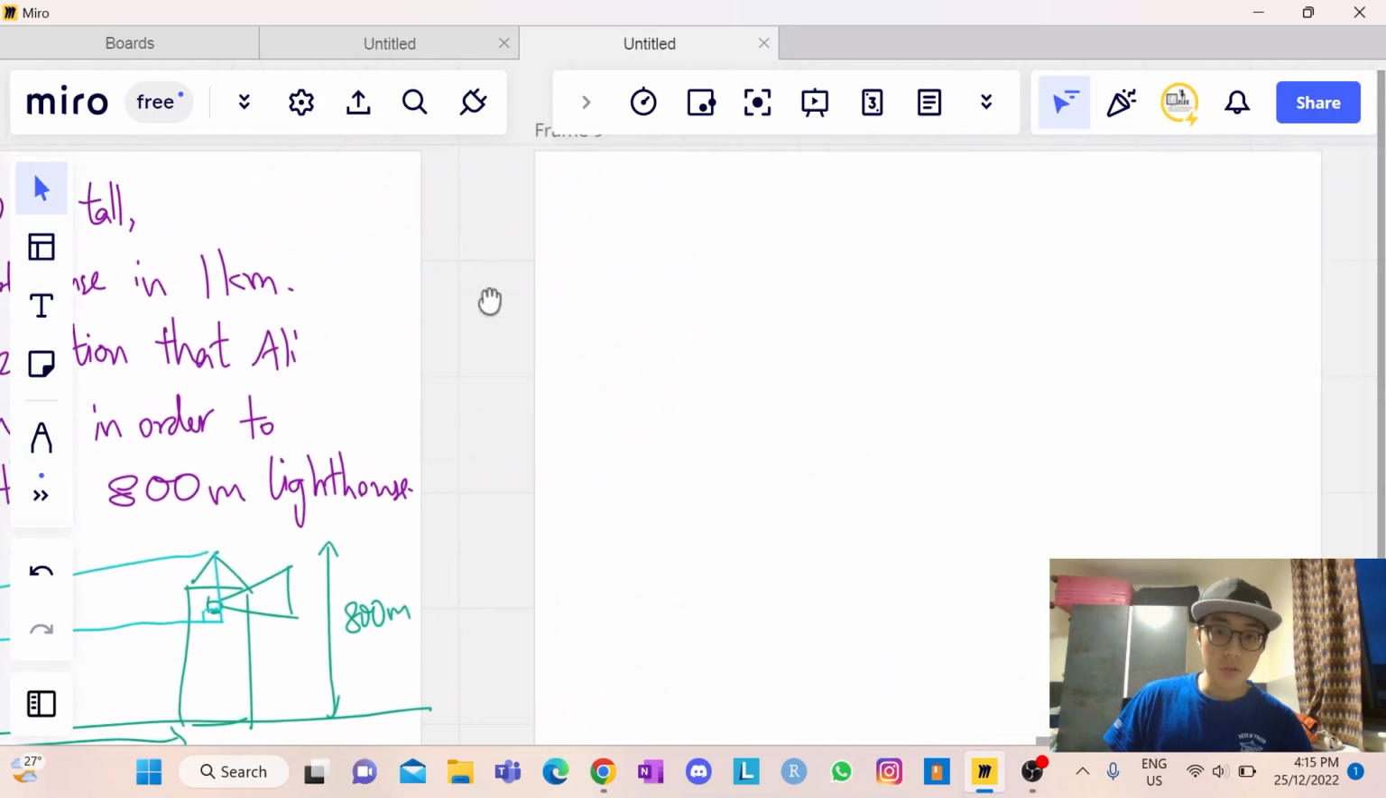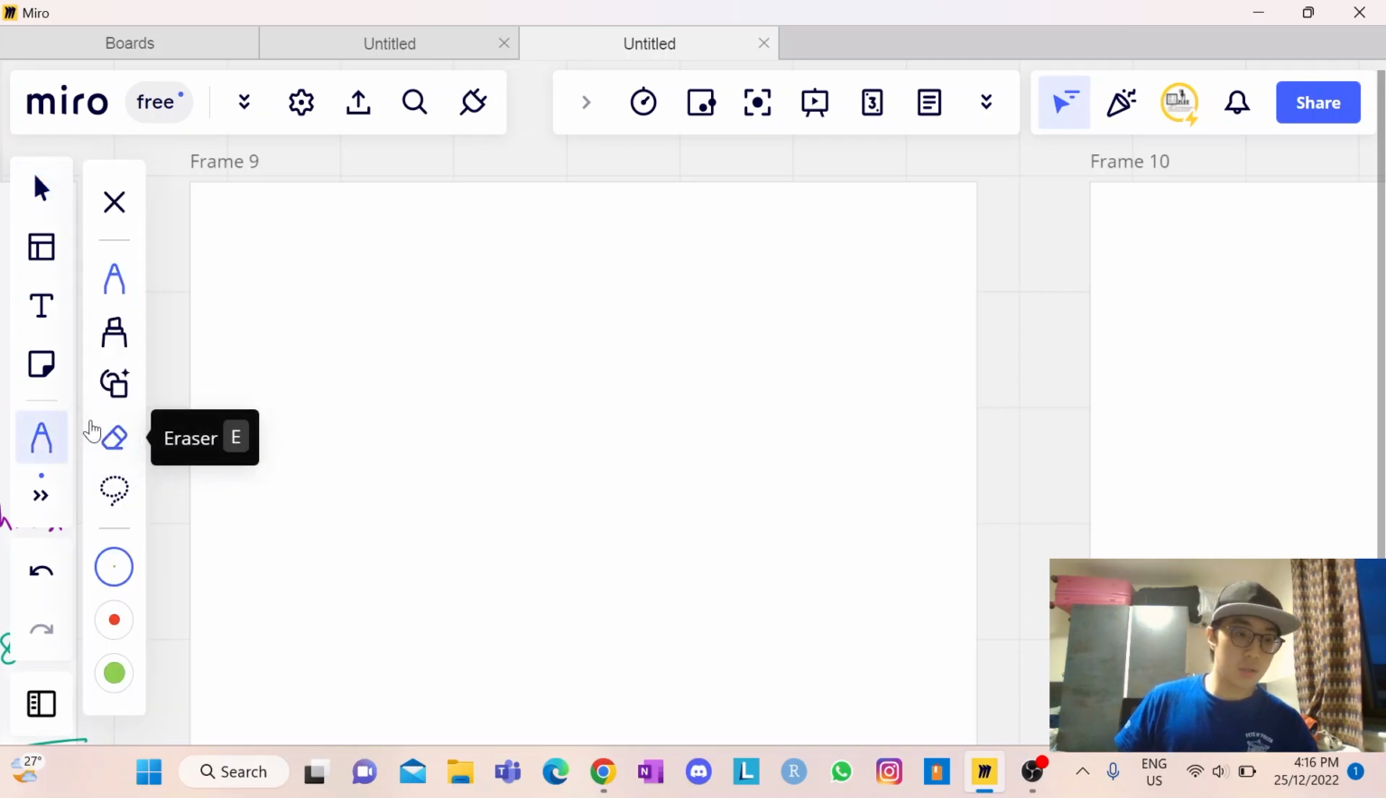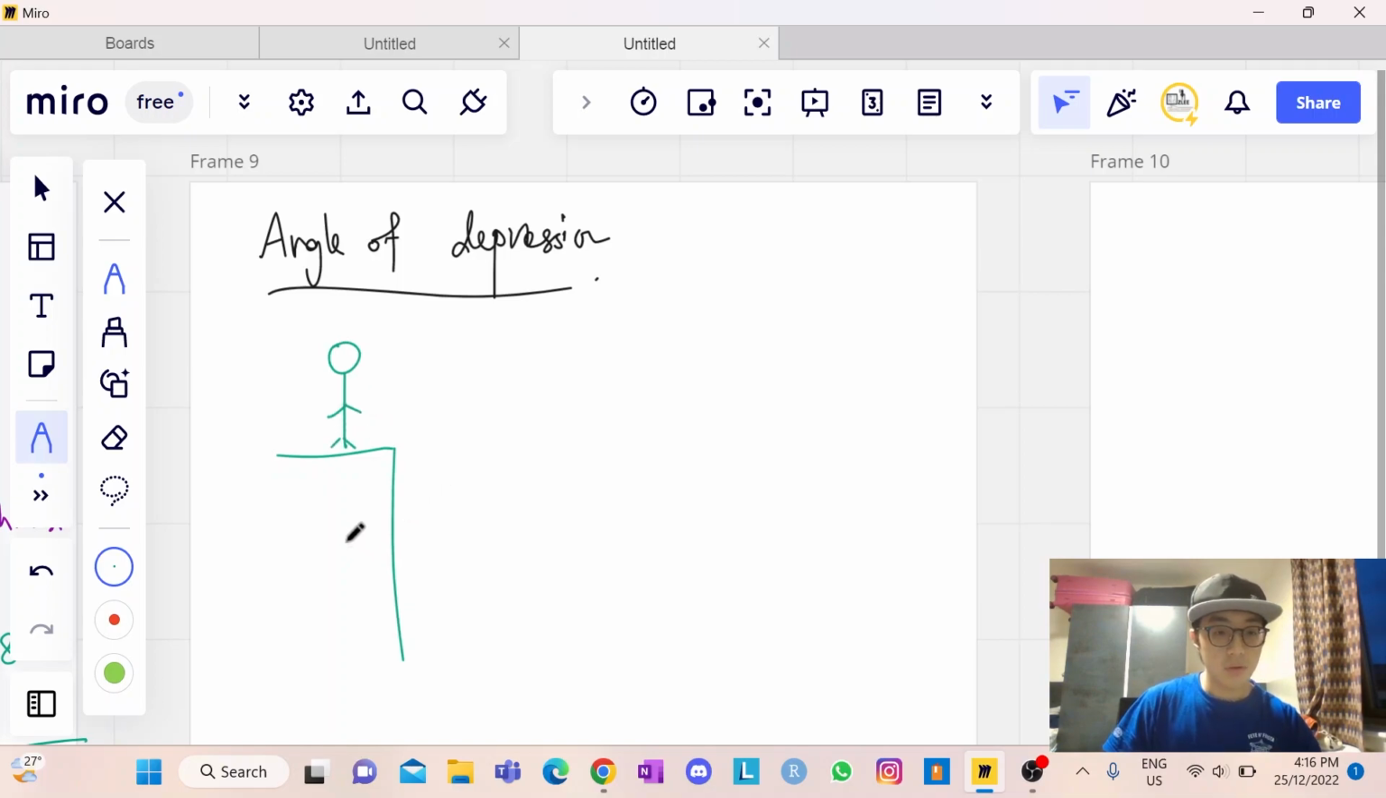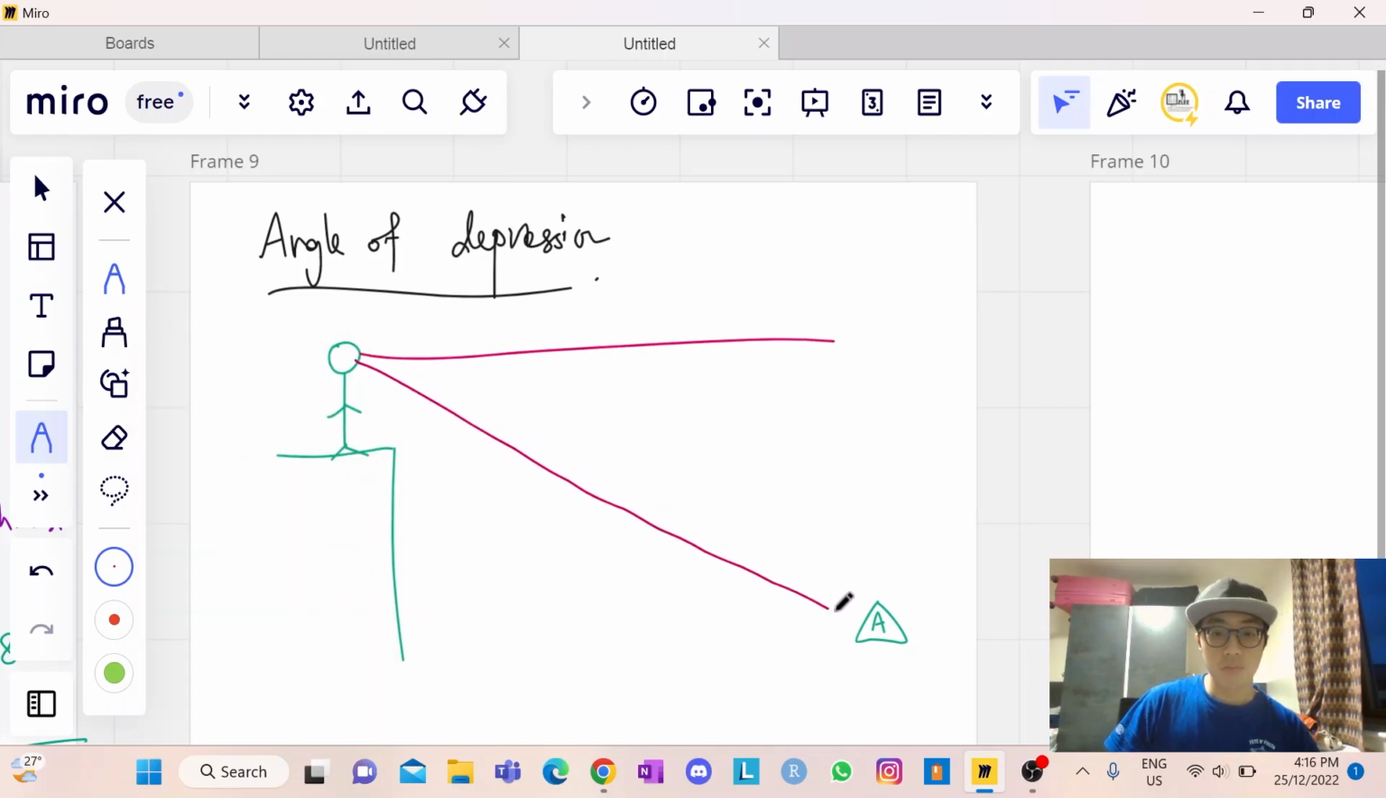All right. So for angle of depression, right here, angle of depression. It's pretty much the same concept. So you need to imagine you are on top of a mountain, and you are standing right here, and then there's an object A right here. So the angle from your eye level to object A, this angle right here is the angle of depression.